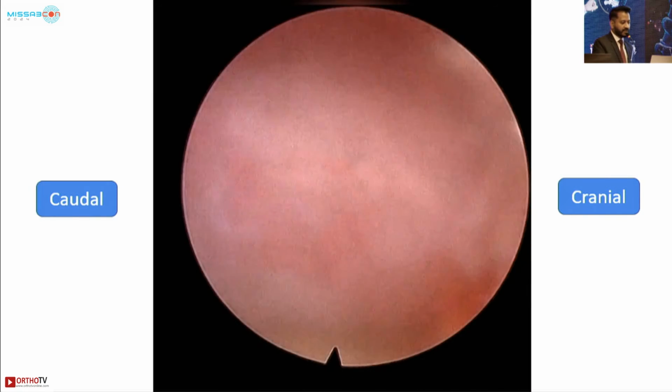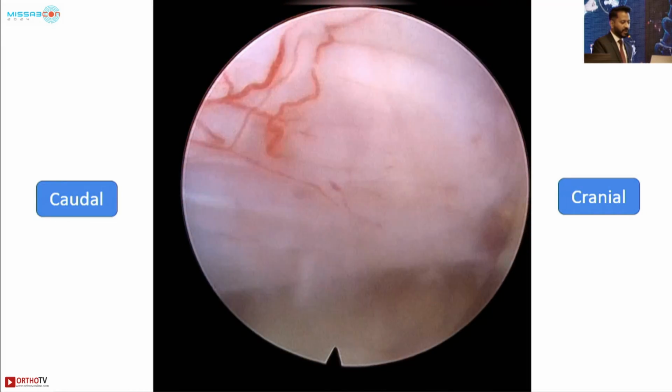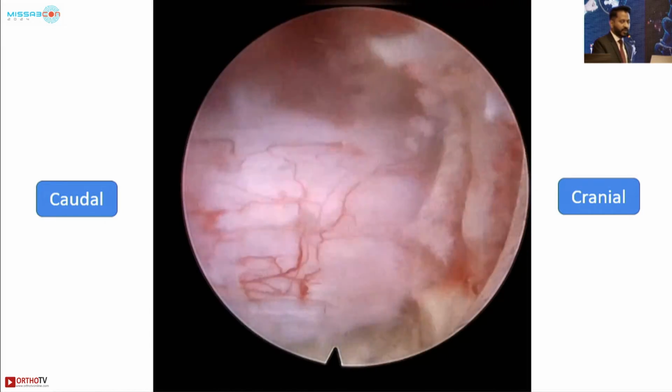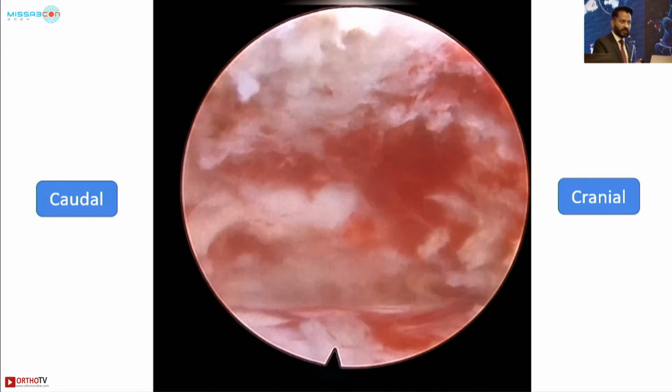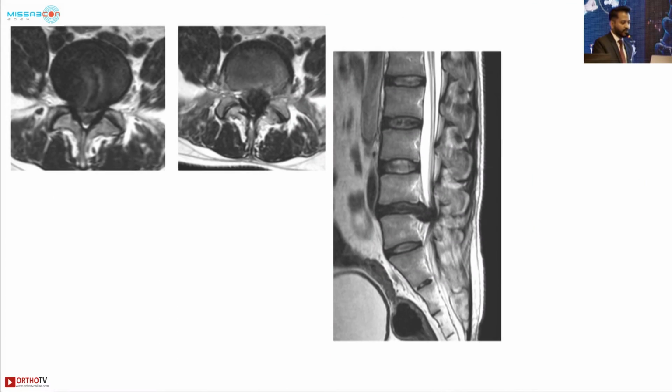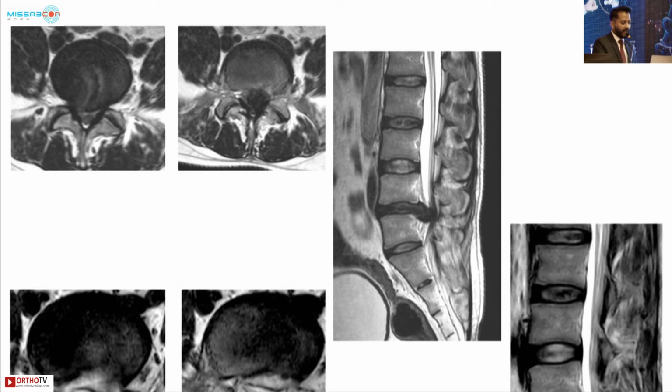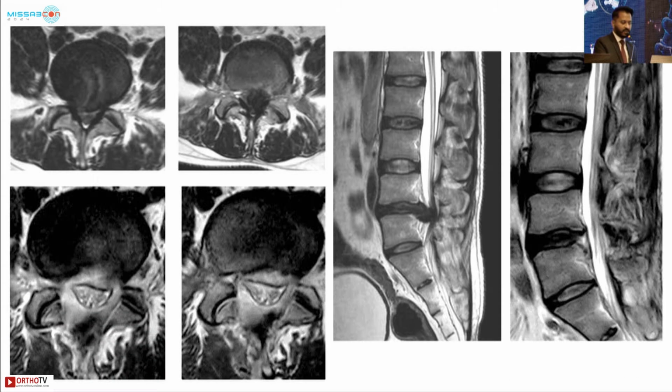So again, in this case I did stenosis decompression with the complete removal of the disc fragment. In this particular case, I had to do discectomy on both the sides because the annular bulge was there on both the sides. So this is the pre-operative MRI and this is the post-operative MRI of the same patient with complete removal of the sequestrated fragment as well as the global annular bulge.